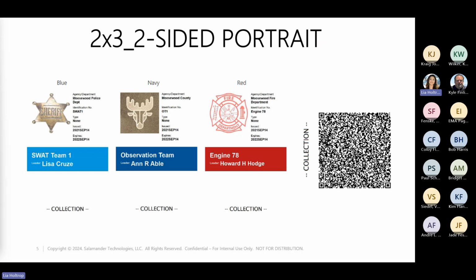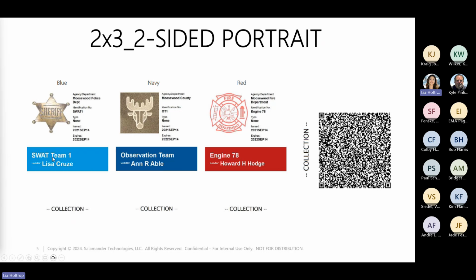For the 2-sided portrait, these are your different colors. So you've got light blue, you've got your navy blue, and you've got your red. It has similar information, except this one is a little bit more fancy. Like I said, it's got the organization logo. It's got the ID number for the collection. It also has the type on there as well. So if there was a NIMS type on there, you'd see that printed on here.